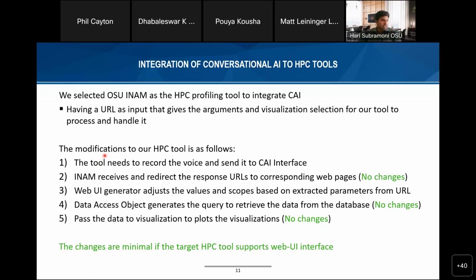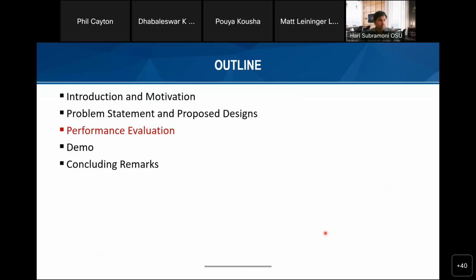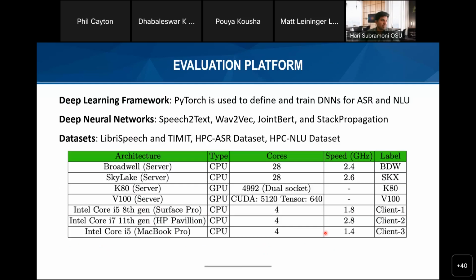So the modification needed to the tool was as follows. The tool needs to record the voice and send it to the conversational AI interface. And it would receive and redirect the response URLs to the corresponding web pages. So here, absolutely no changes are required. The web UI generator would then adjust the values, and finally it will generate the query and show the result to the user. So overall, the changes required to the tool itself were fairly minimal. And now let's move on to the performance evaluation.